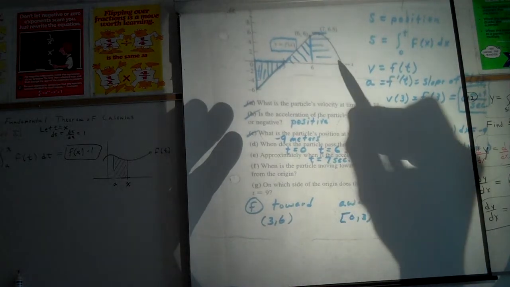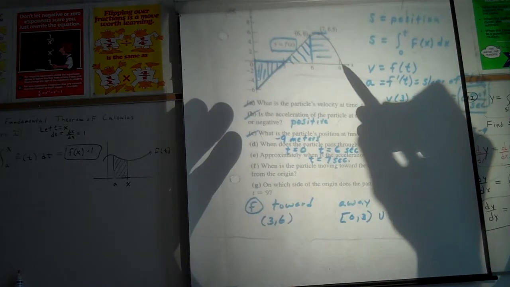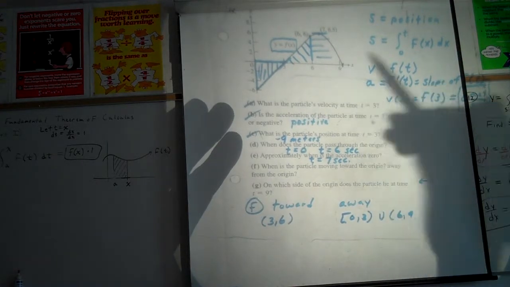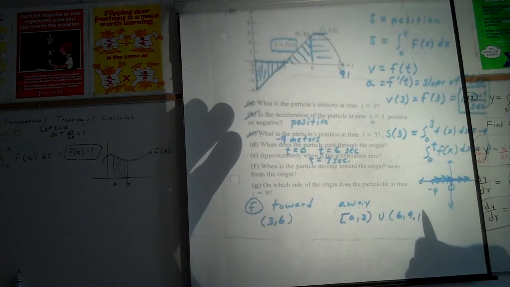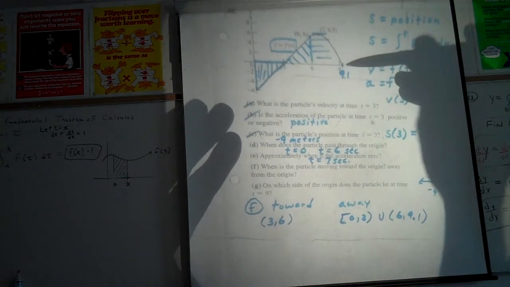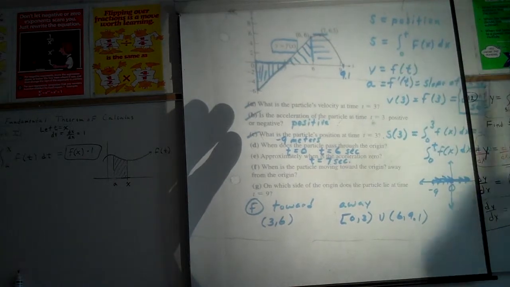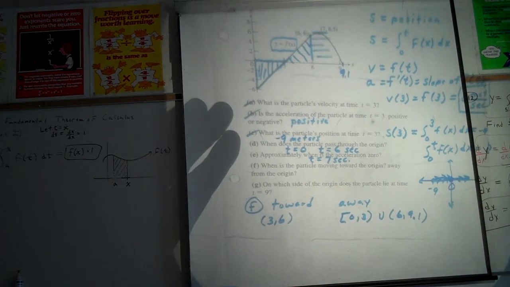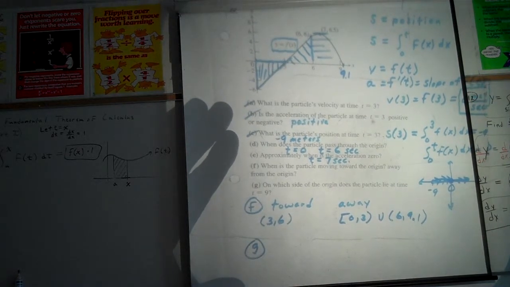And at 9 seconds, I guess it still has positive area, so it really is probably a little bigger than 9. Maybe I could estimate that at 9.1. So I could put 9.1 with a curved bracket. When it hits 9.1, it's going to have a velocity of 0. So then it would not be considered moving toward or away, I don't think. I wouldn't get too caught up on that on this problem.